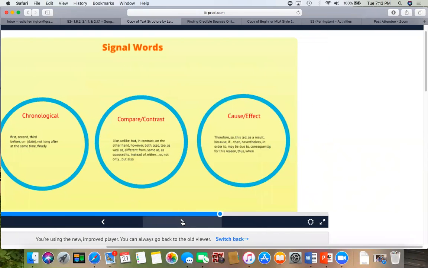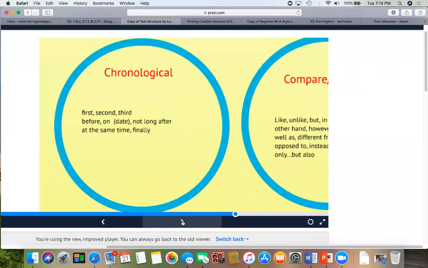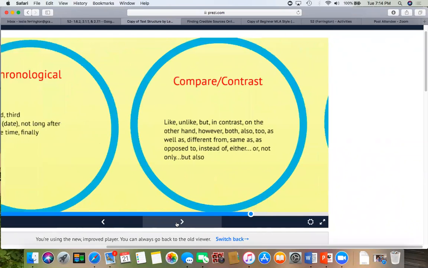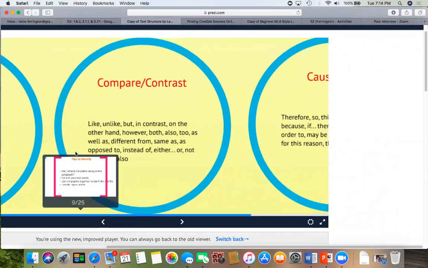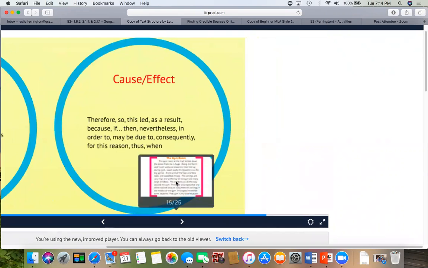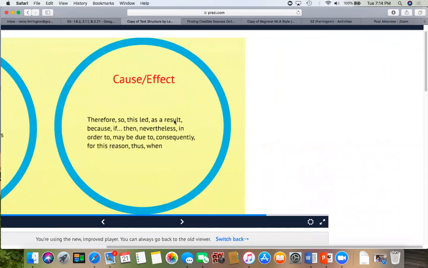So looking at signal words for each of these types. So chronological, they're giving you like first, second, third, before, it's the date type of things. It's giving you the order something happens. Compare and contrast is where you're looking at words that would compare something like, unlike, in contrast, also, different from, same as, those types of things. Cause and effect, therefore, so, as a result, because of, so these are like saying, because this thing happened, this other thing also happened.